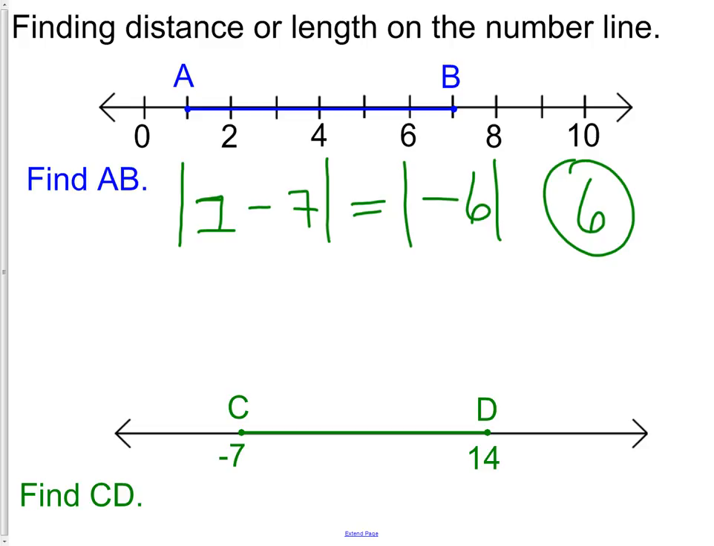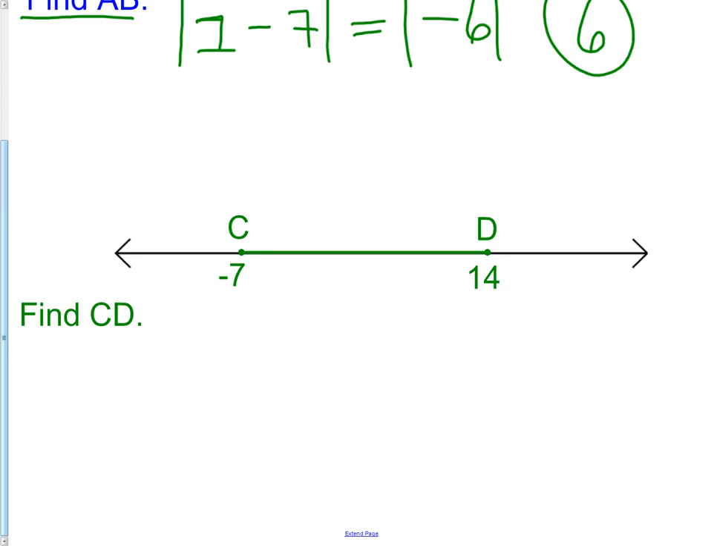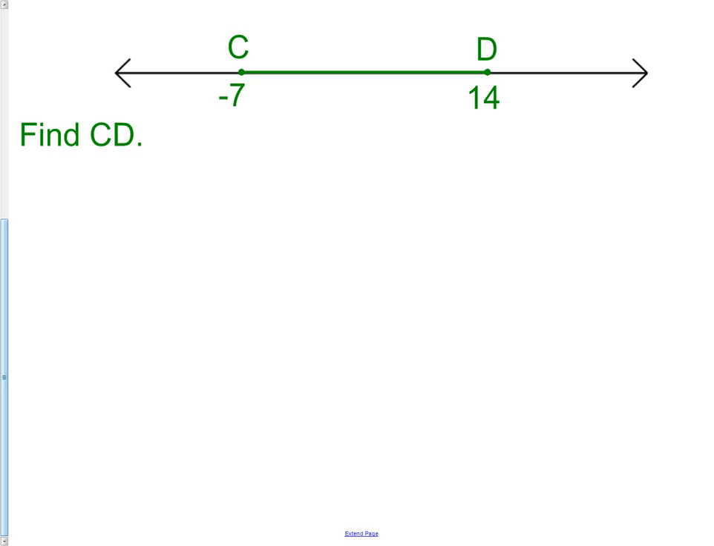Also notice how it says find AB. It's not asking us to find something on a picture. When we write find AB, what we're actually asking is to find the distance from A to B. Next, why don't you try one? Press pause and calculate the distance from C to D.